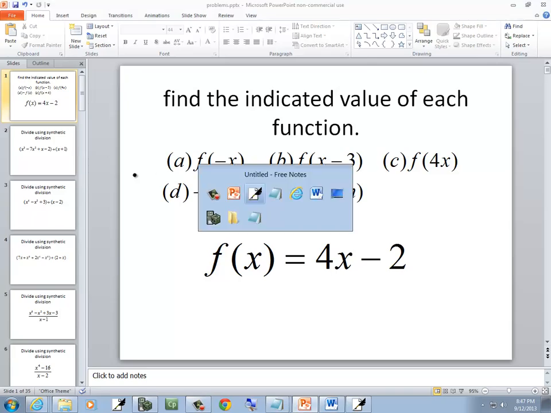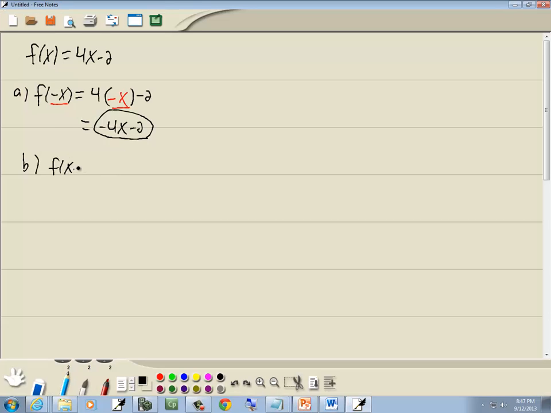Now b, we want to find f of x minus 3. Again, it's the same on every problem. You always go back to your original function, replace your x's with parentheses. So I have 4 times parentheses minus 2. Now whatever's inside the parentheses right here is automatically what we put in right here. So I'll put in x minus 3. Now we're going to use the distributive property. 4 times x is 4x. 4 times negative 3 is negative 12, minus 2, which gives us 4x minus 14.